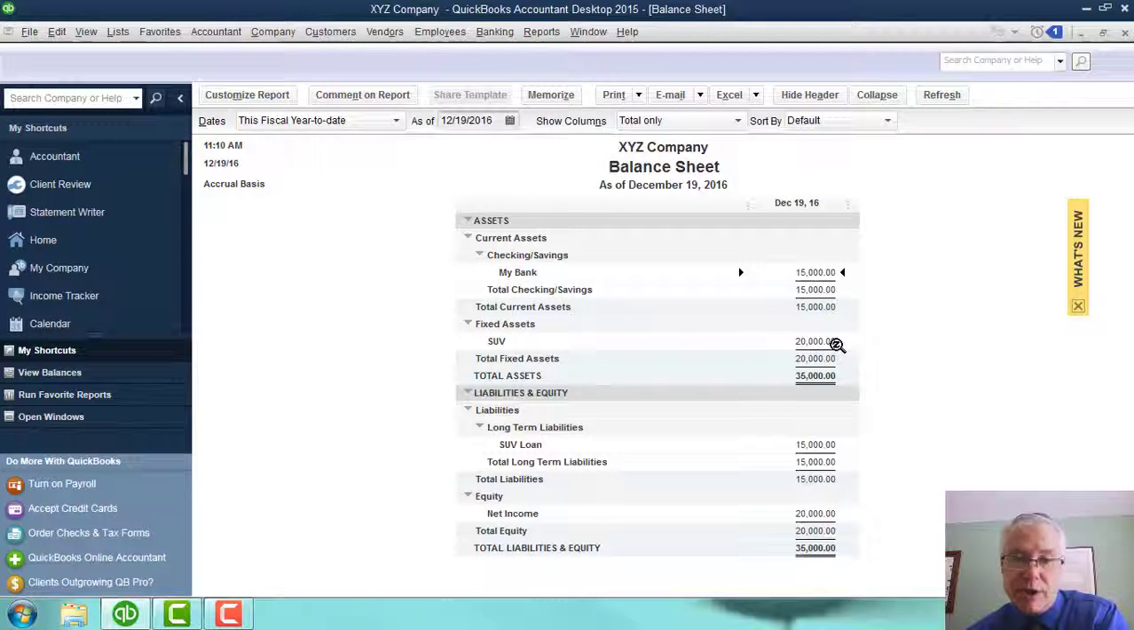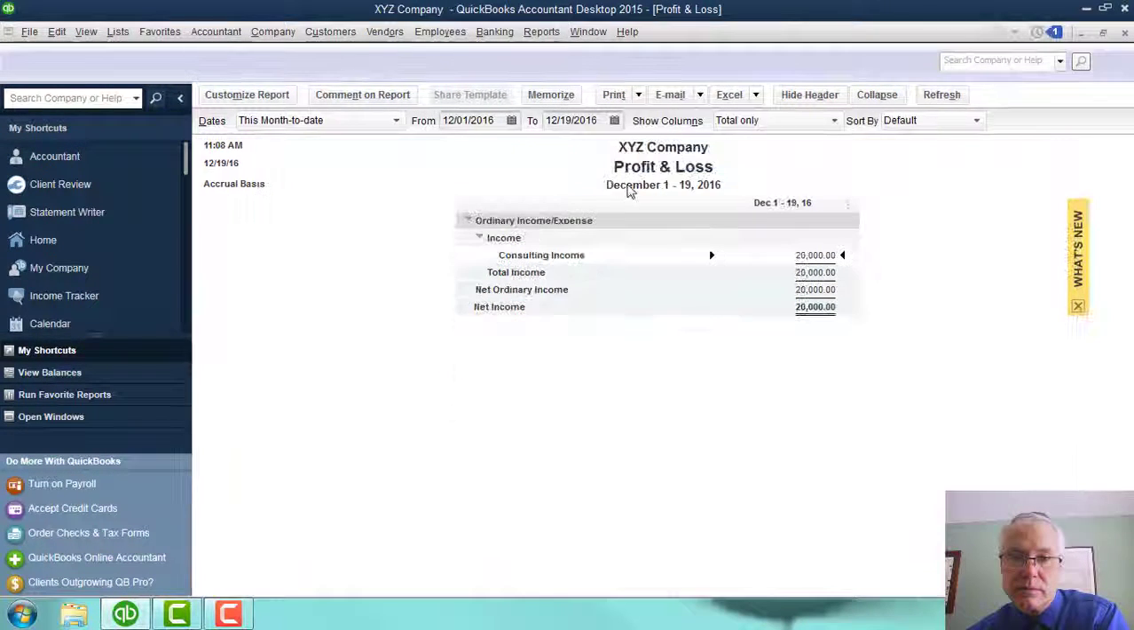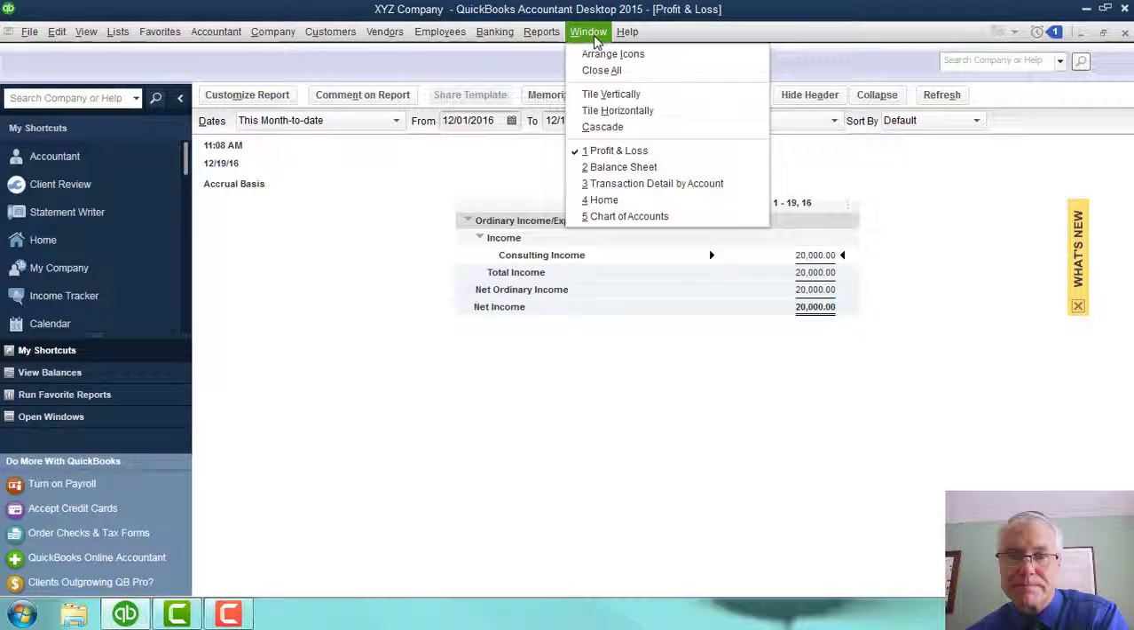Your SUV is now $20,000. Your loan is $15,000, and your net income is still $20,000. Because that $5,000 check is not an expense, it's an asset. So it goes to the asset side of the balance sheet. Same thing with the loan. It's not an expense, it's a liability.